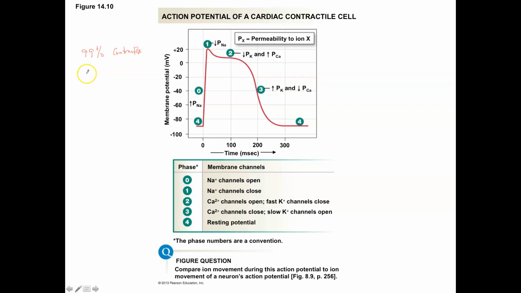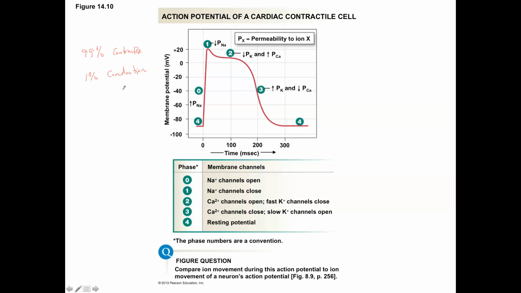The other type of cardiac muscle cells are the 1% of cardiac muscle cells in the heart, and these are the conduction system cells. These are going to be the SA node, the AV node, the AV bundle, the bundle branches, and the Purkinje fibers. These are the cardiac muscle cells that are sending electrical signals across the heart so that the cardiac contractile cells can respond and pump blood. Since there are essentially two types of cardiac muscle cells within the heart, there are in essence two types of action potentials that we see taking place within the heart.